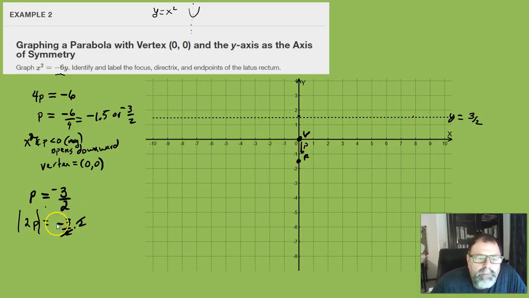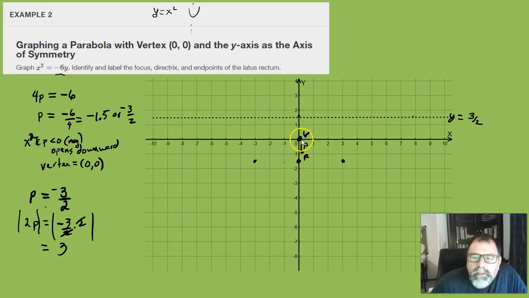I want to do the absolute value, which is 3. So the absolute value of 2p would be 3. So I go 1, 2, 3, 1, 2, 3. And notice that the latus rectum is 6 units long, the 4p.